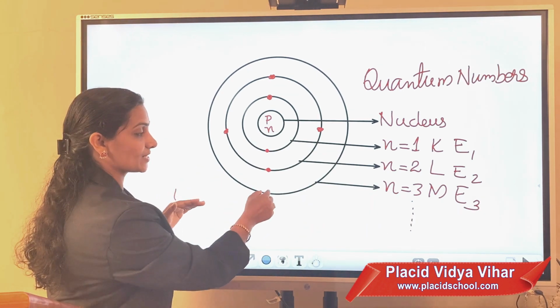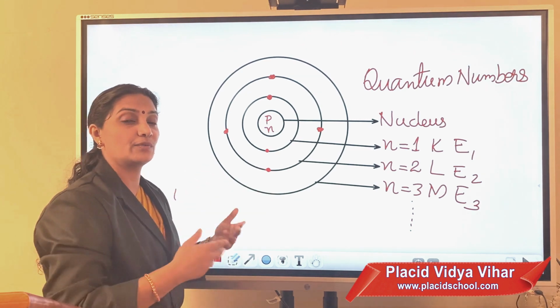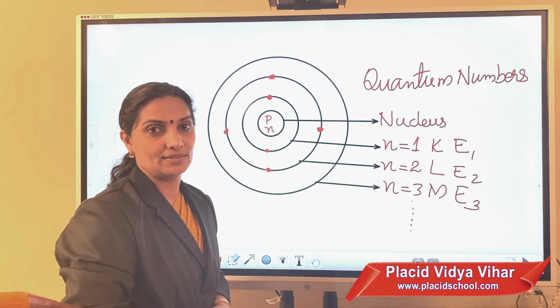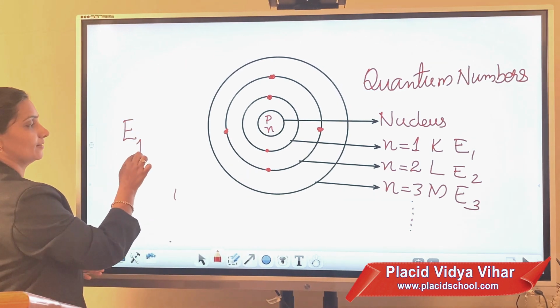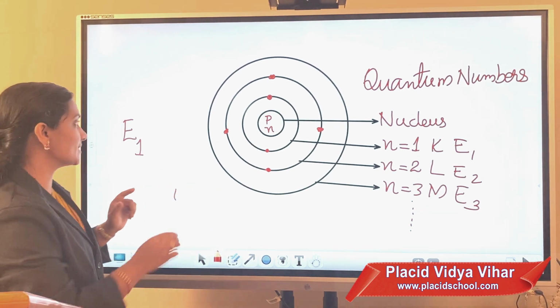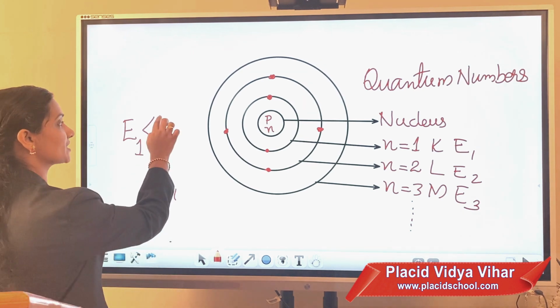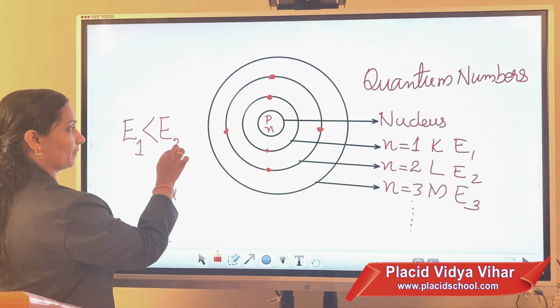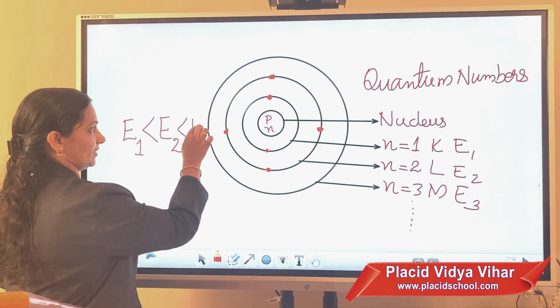If electrons are present in the M shell, they also have very high energy. That means the energy of the first shell, or the energy of the electrons present in the first shell, is less than the energy of the second shell, which is again less than the energy of the third shell.